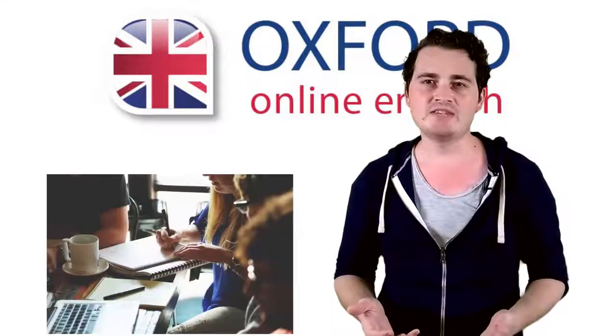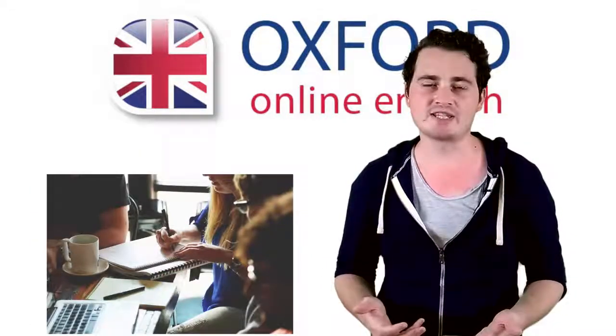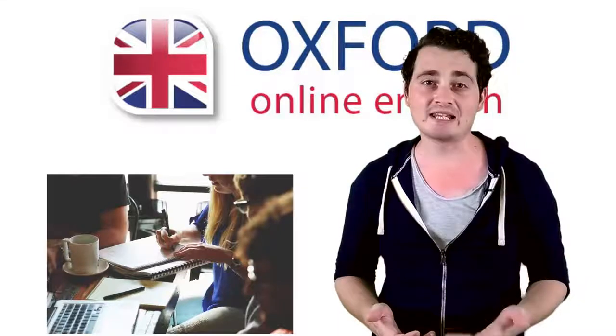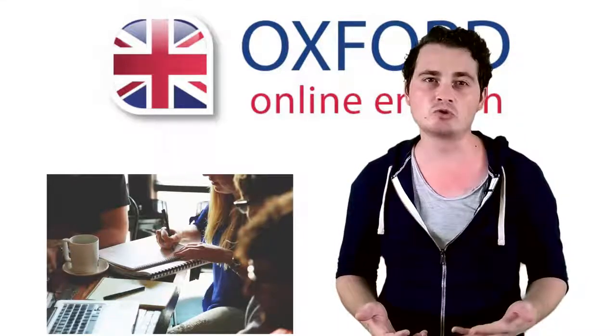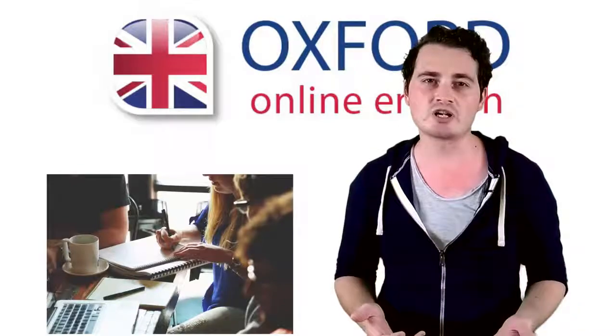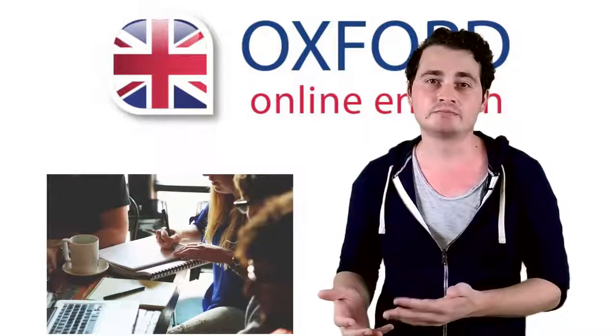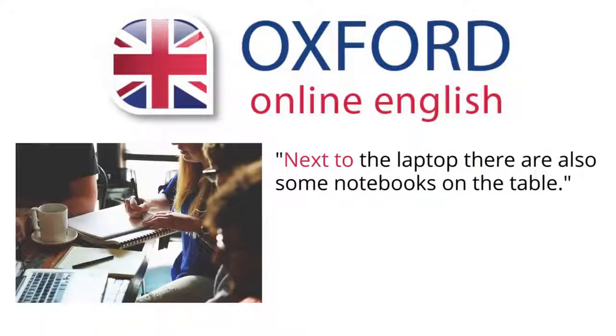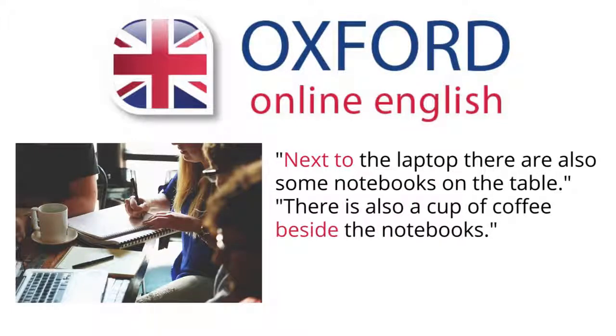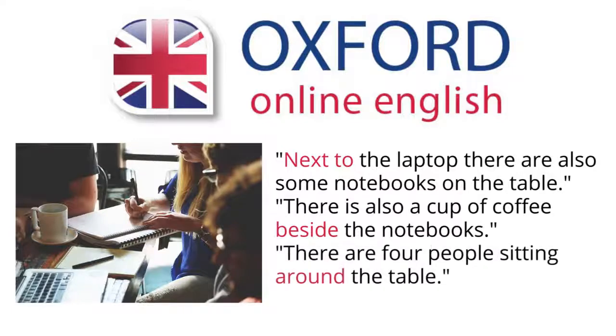As you can see, in this photo, there are a few objects on the table. You can use prepositions of place like next to, beside, or around to describe where things are in relation to each other. For example, next to the laptop, there are also some notebooks on the table. There is also a cup of coffee beside the notebooks. There are 4 people sitting around the table.